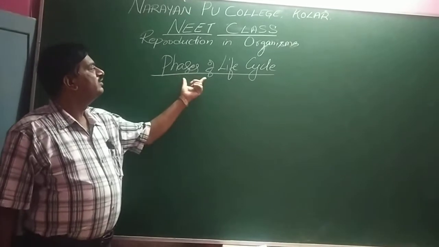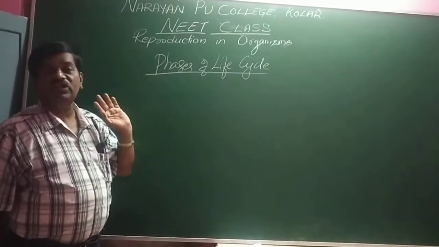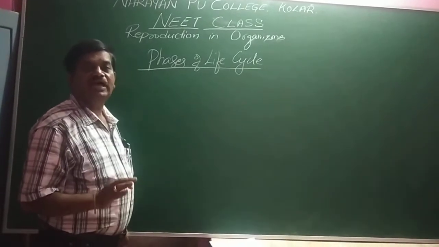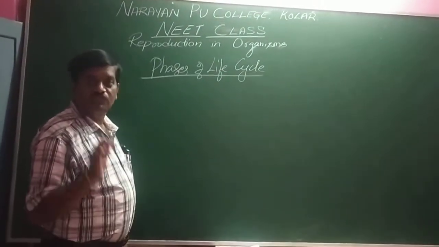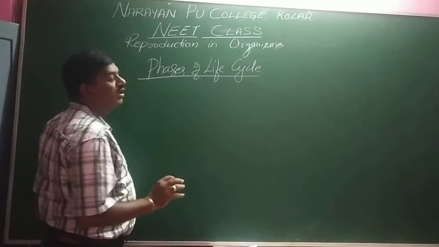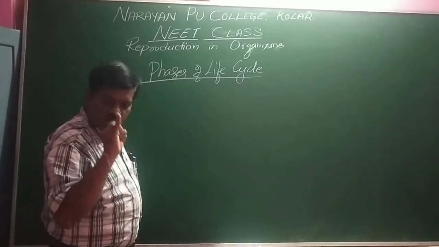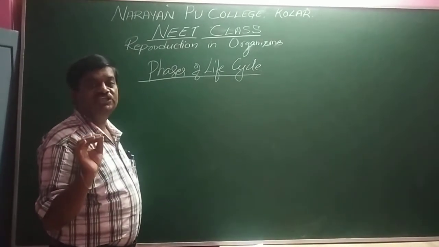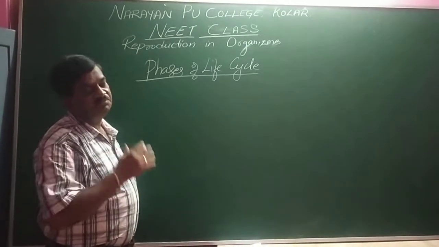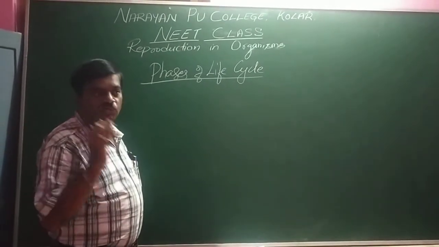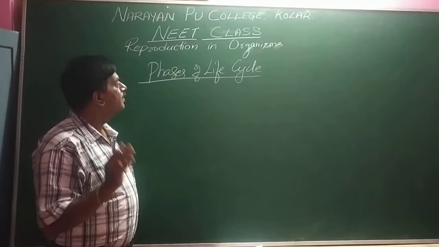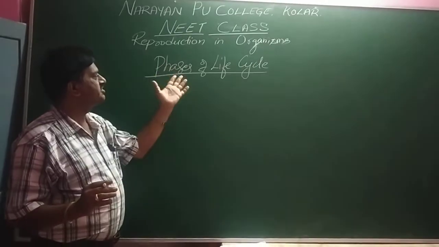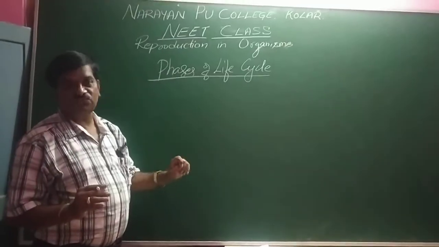Now the next study is phases of the life cycle. In all living organisms, there are 3 different phases. These phases are classified based on morphology, anatomy, or sexual activities, and the last stage is old age, called death. So it may be called stages of life cycle or phases of life cycle.